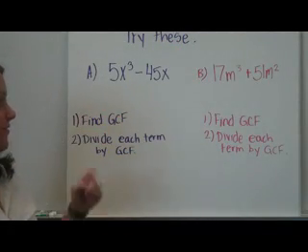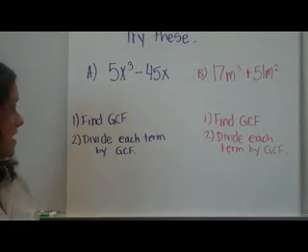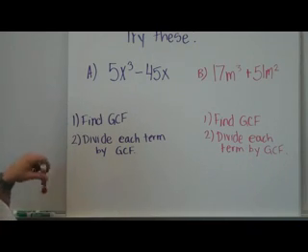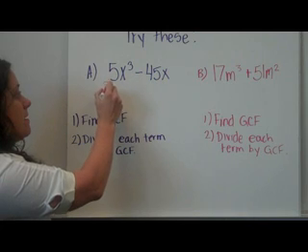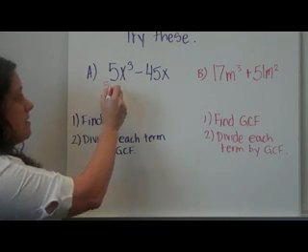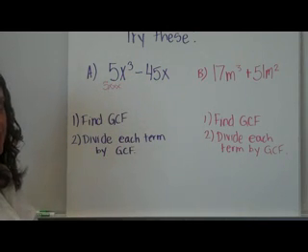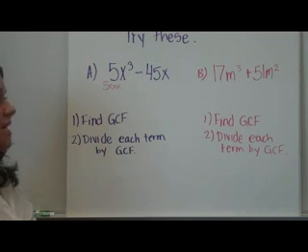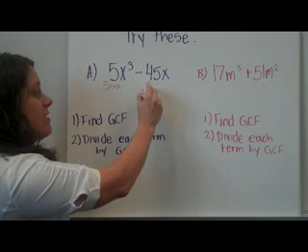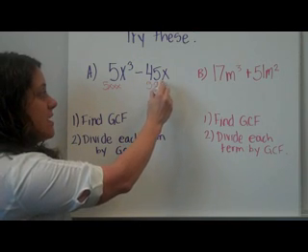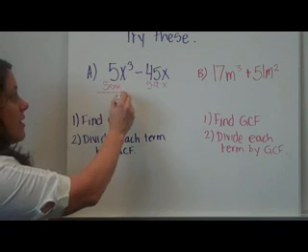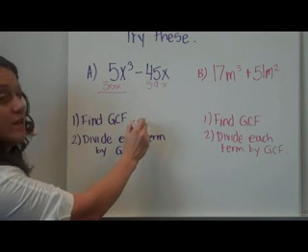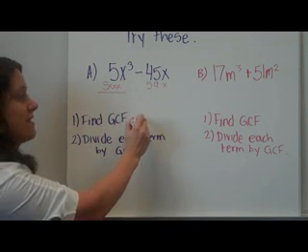Let's try these. First we need to find the greatest common factor. I can see this is 5 times x times x times x. Now, do I have a 5 here? Indeed I do. I could say this is 5 times 9 times x. So I could divide both of them by the greatest common factor, which in this case is going to be 5x.